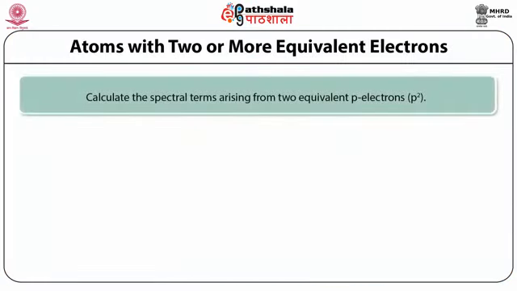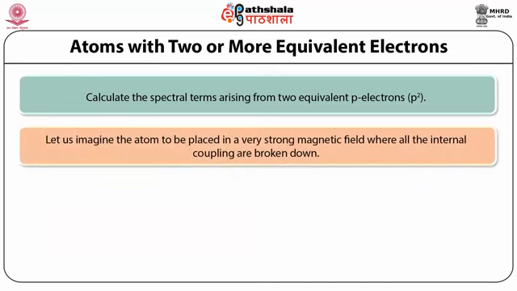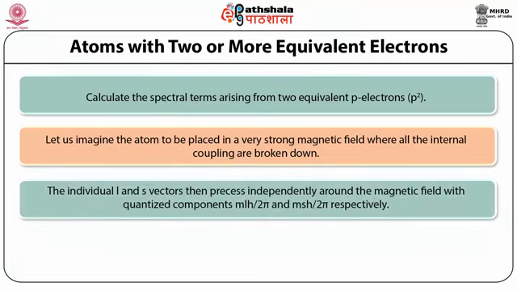Calculate the spectral terms arising from two equivalent p electrons, written as p2. Let us imagine the atom to be placed in a very strong magnetic field where all the internal couplings are broken down. The individual L and S vectors then precess independently around the magnetic field with quantized components ML h-cross and MS h-cross respectively, h-cross being h by 2 pi.